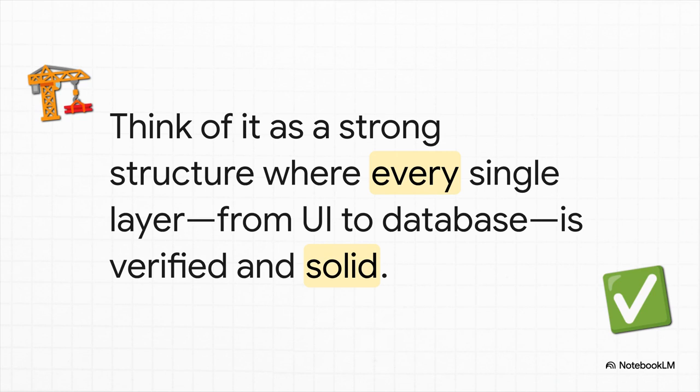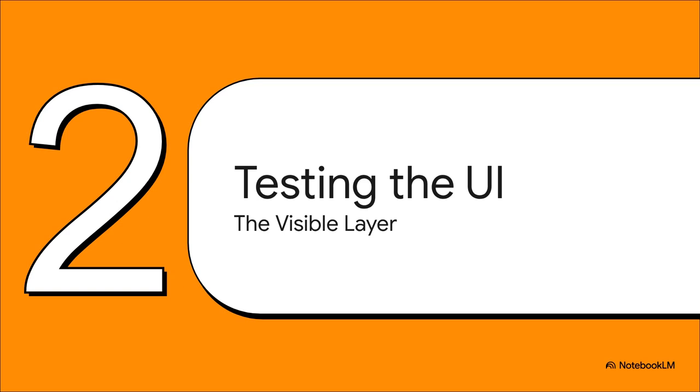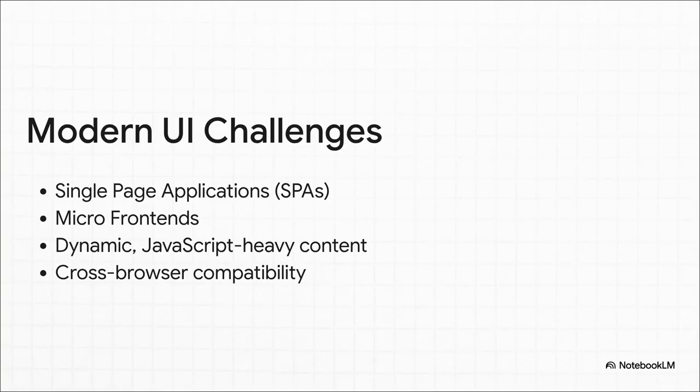You wouldn't just check if the windows are clean, right? Of course not. You'd verify the foundation, the steel frame, the plumbing, everything. That's our quality stack. Every single layer has to be strong for the whole structure to be reliable. So let's start building this quality stack from the top down, with the layer everybody sees and interacts with, the user interface. But here's the thing.